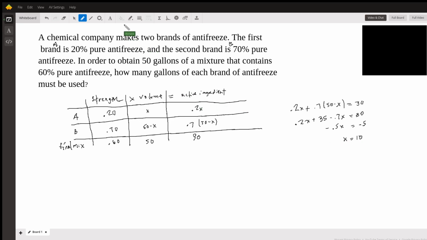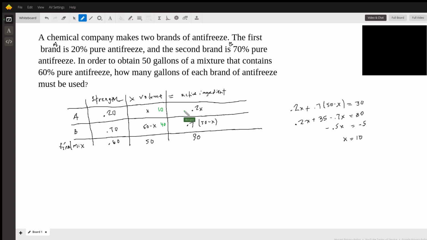So I'm going to need 10 gallons of this because that's what x is, and then 50 minus x would be 40 gallons here. And that's our answer. Now, we can check this very quickly and easily just to see how this works out.